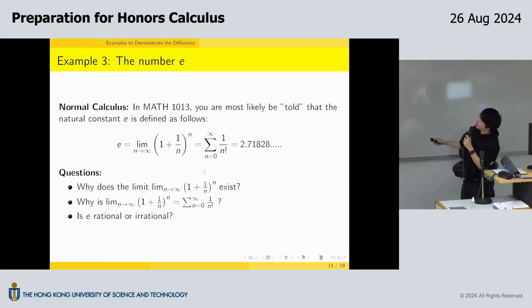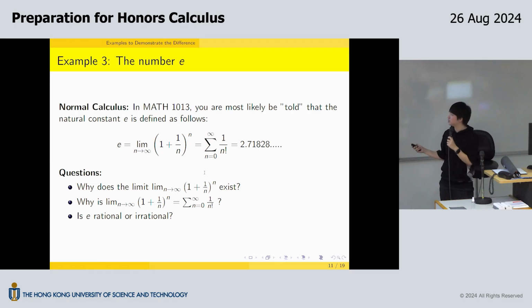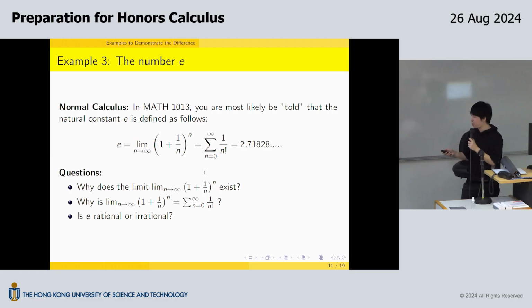And if you look at the value of E, it is 2.718 etc., so it looks like an irrational number. But is it really an irrational number? You can't know by looking at the values. So in the honor calculus course, you will also be concerned about this issue. You can use the techniques taught in the honor calculus course to prove that the natural number E is an irrational number.